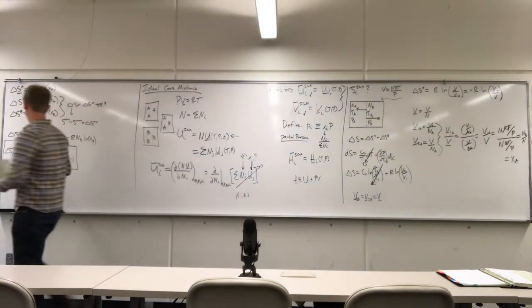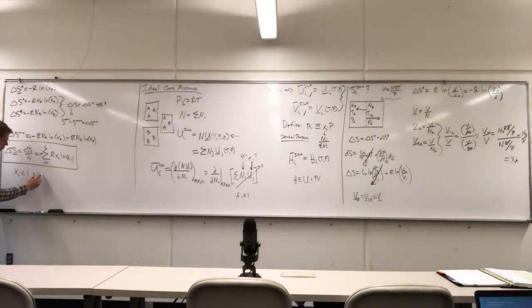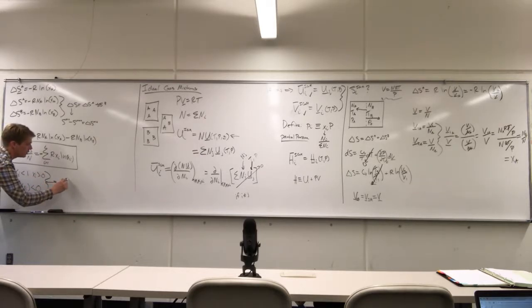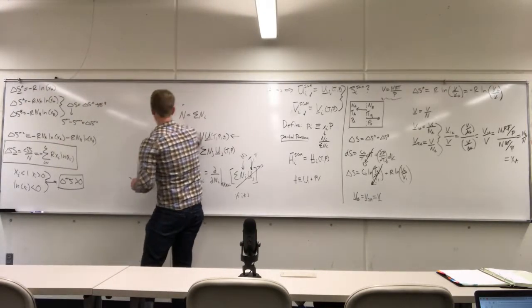Right? This is negative. That does not mean that the delta S of mixing is negative, because the mole fraction of i is always less than 1, but greater than 0. This doesn't change the sign at all. However, the natural log of a mole fraction is always less than 0. So if we take these two terms together, we find that the change of mixing in entropy is always greater than 0. It means we always have entropy increasing in a mixing process.